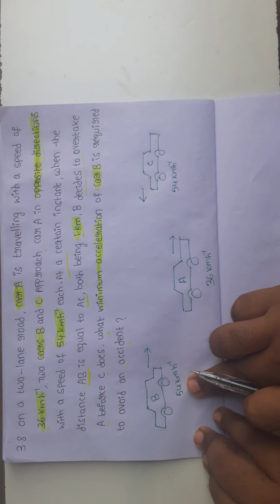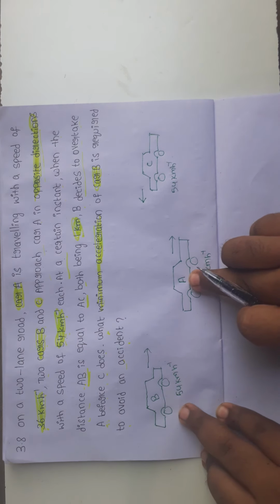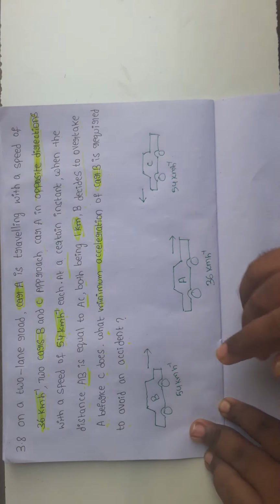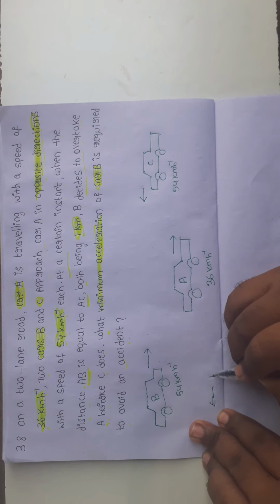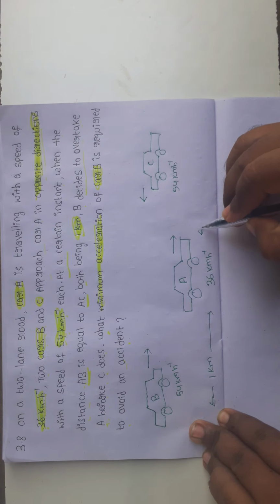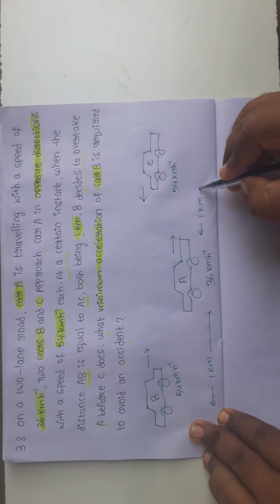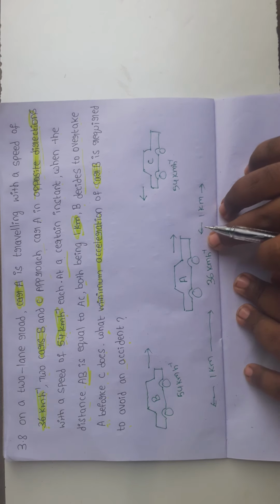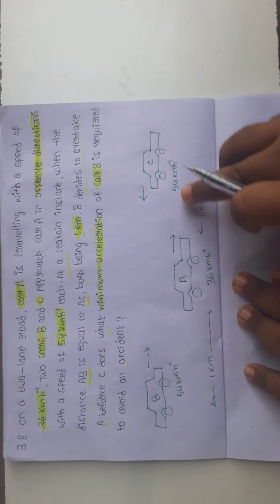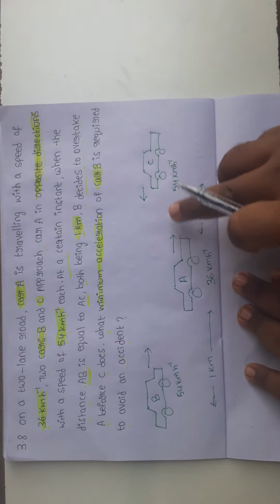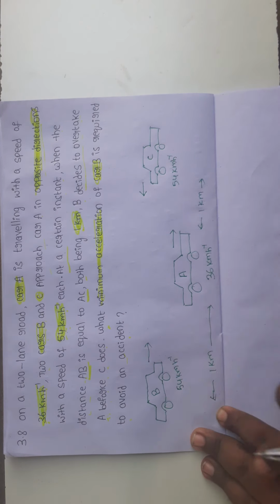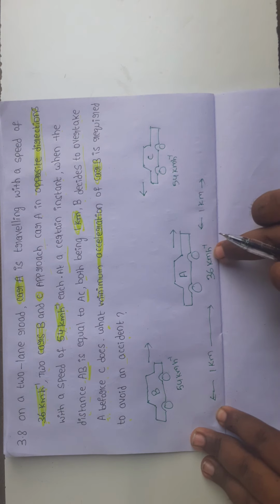Now what is the distance between car A and car B? The distance AB is equal to 1 kilometer, and the AC distance is also 1 kilometer. Observe here carefully: car B and car A are traveling in the same direction, car C and car A are traveling in opposite directions. Here car B's velocity is 54 km per hour, car A's velocity is 36 km per hour.